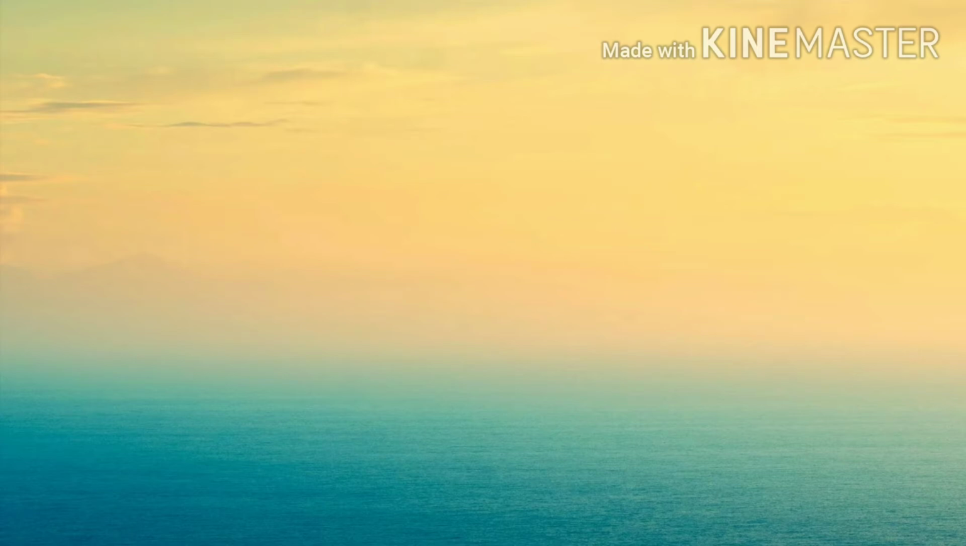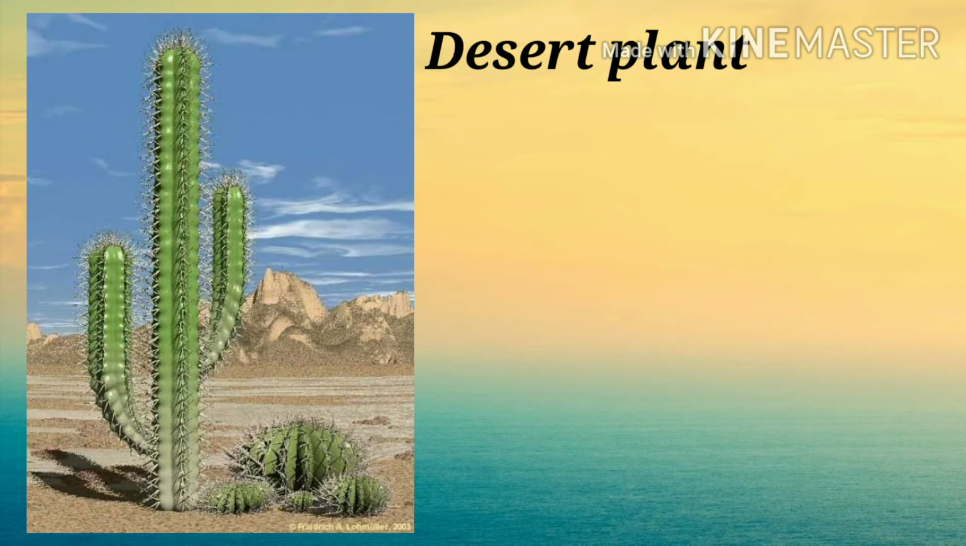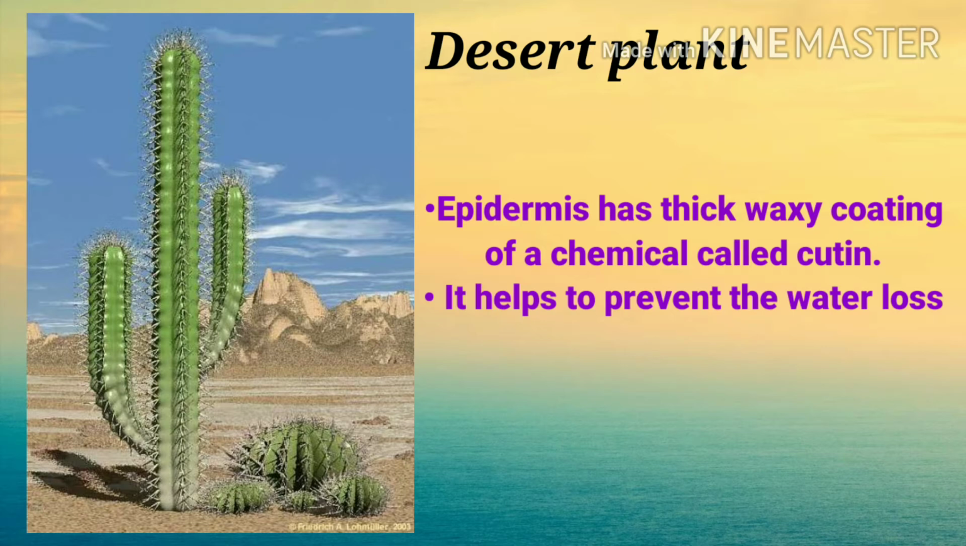All the plants have epidermis. Have you seen the desert plants? Yes. Look here. Here is a desert plant. The epidermis of a desert plant has a thick waxy coating of a chemical called cutin. That chemical is called cutin. It helps to prevent the loss of water from that plant. That cutin, the waxy coating, helps to prevent the loss of water from this plant. Got it?